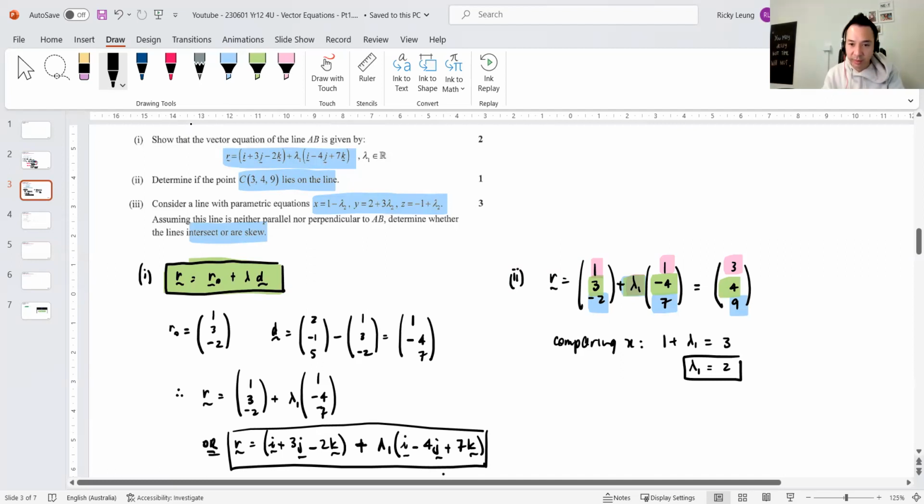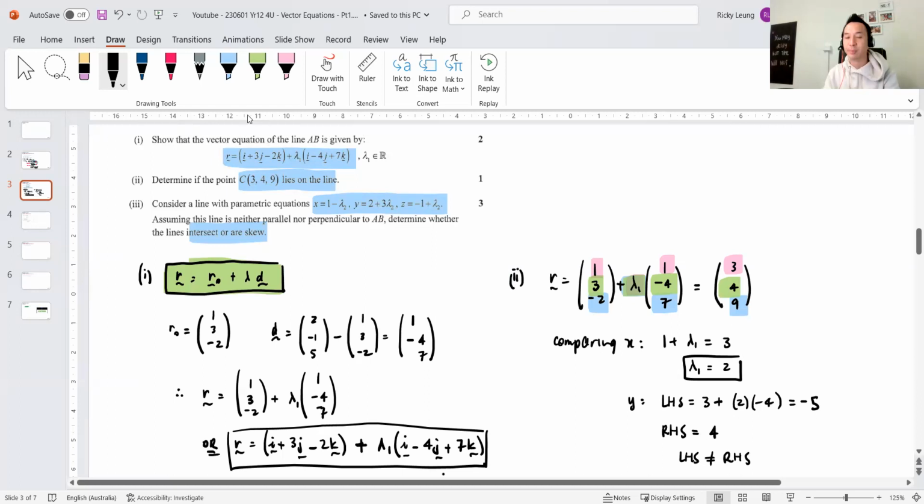So comparing y's, I've got left-hand side equals 3 plus lambda 1. So that's now 2 times -4. And that equals what? 3 minus 8, minus 5, is it? Wait, determine if the point lies on the line. Okay. Just very quickly, I can see that it doesn't. Right-hand side equals 4. Right, left-hand side doesn't equal the right-hand side.